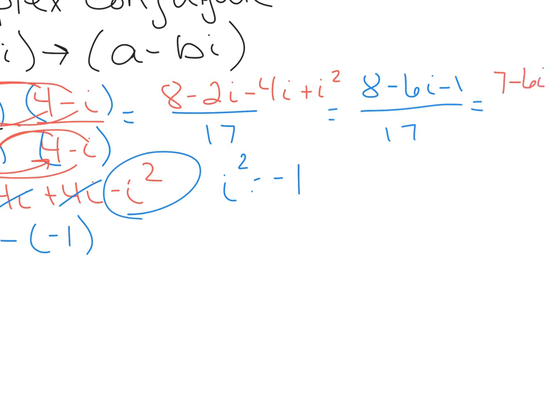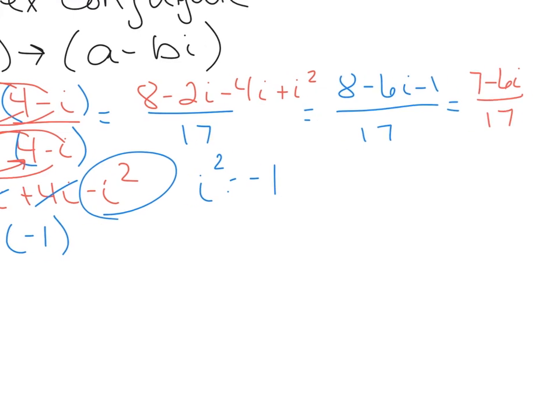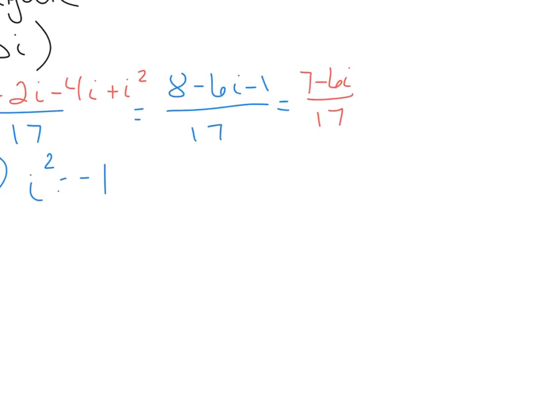minus 6i over 17. Now some professors will want you to write this in standard form, which just means to separate this into two terms. So this denominator belongs under both of these terms. So standard form for this would be 7 over 17 minus 6 over 17 with the i kicked out to the side.